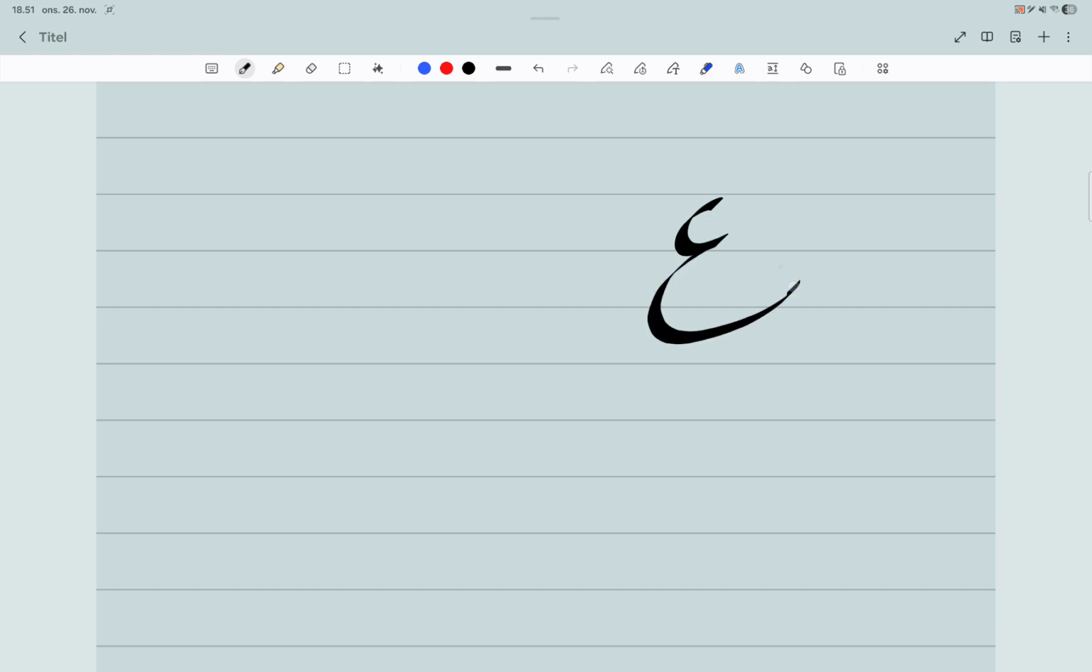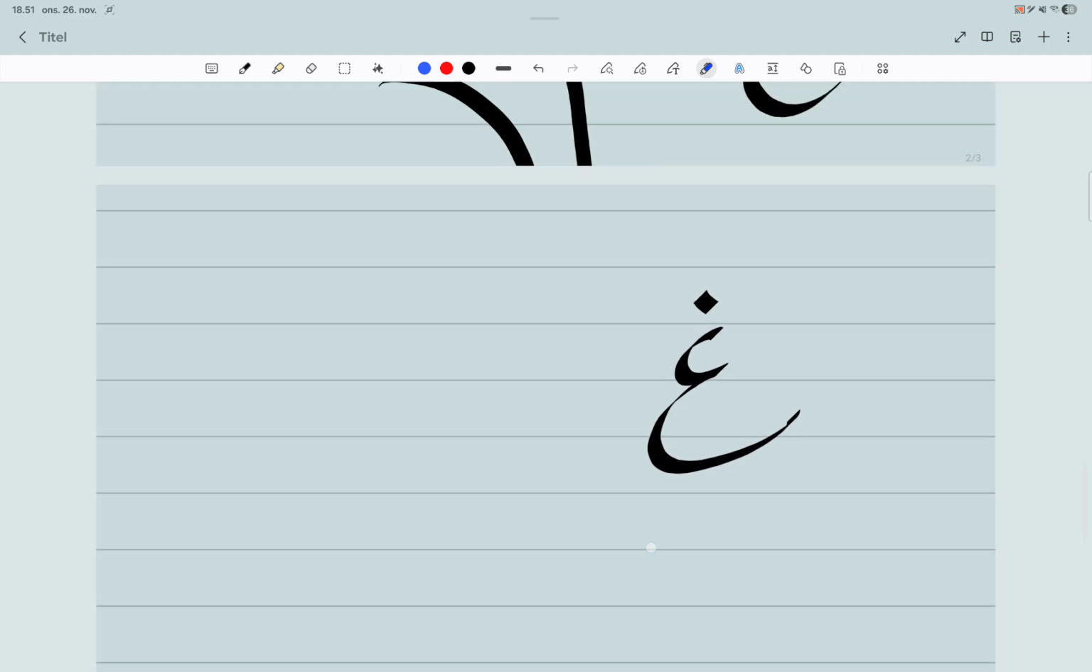However, ghain has a dot and ain doesn't. The way you say ghain is like if you fill up your mouth with water and try to gurgle it, like gho. That's the place you have to say ghain. And remember, when you say ghain, it's a big round mouth.